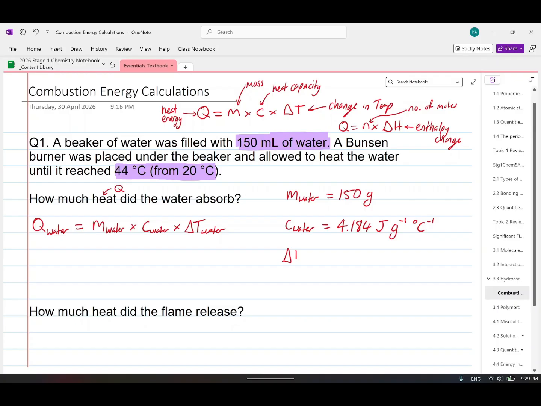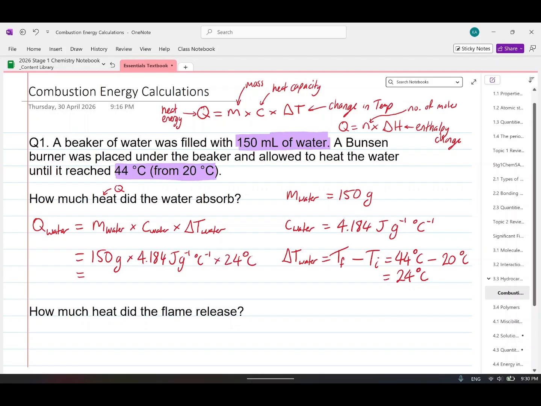And our delta T of water is going to be our T final minus our T initial. So what it ends up as minus what it started as, which will be 44 minus 20 degrees Celsius, will be 24 degrees Celsius. That's our change. So all we have to do is we just chuck that into this equation. So we have 150 grams times our 4.184 joules per gram per degree Celsius times our 24 degrees Celsius. And bear with me, I'll just chuck this into a calculator.